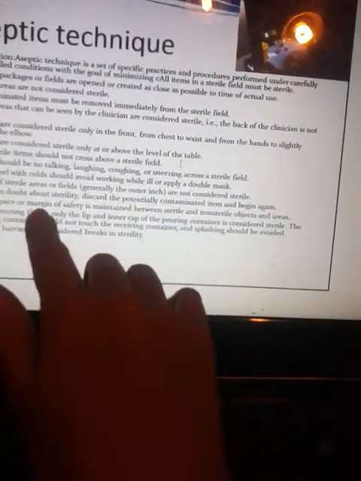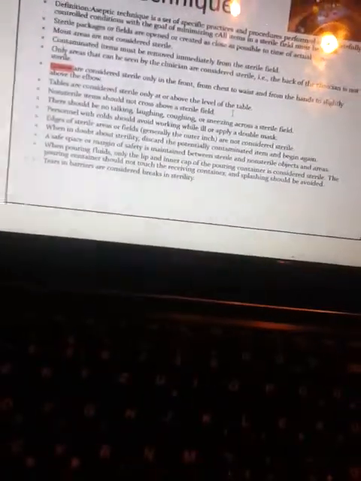A safe space or margin of safety is maintained between sterile and non-sterile objects and areas. When pouring fluids, only the lip and the inner cap of the pouring container are considered sterile. The pouring container should not touch the receiving container, and splashing should be avoided.